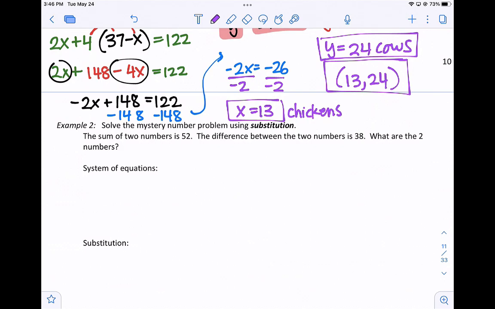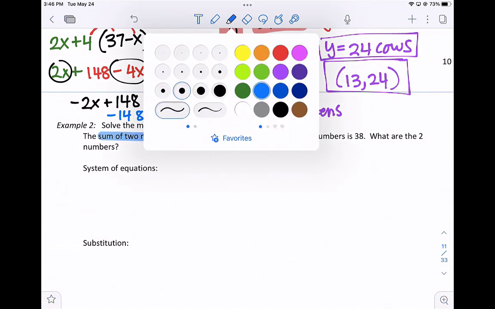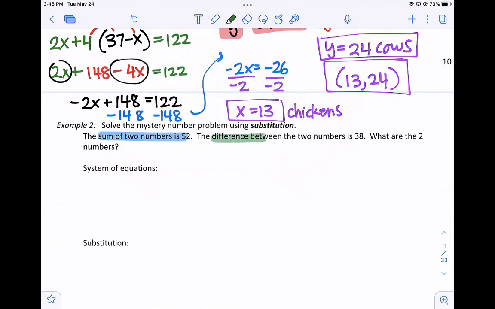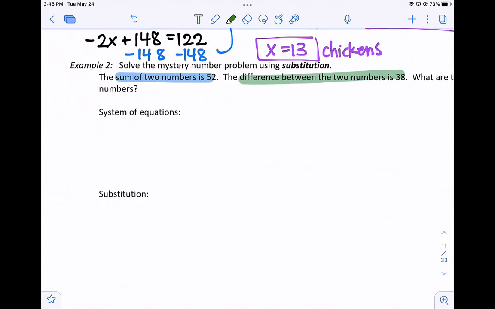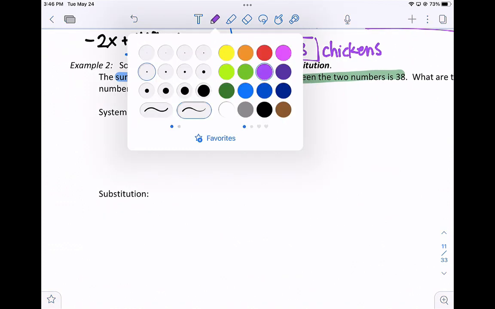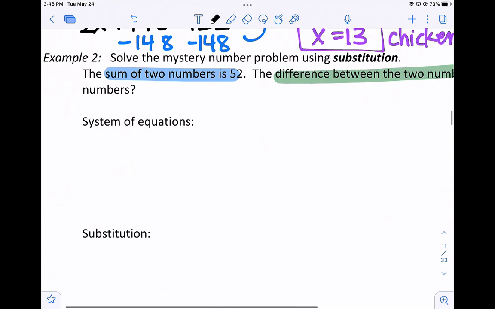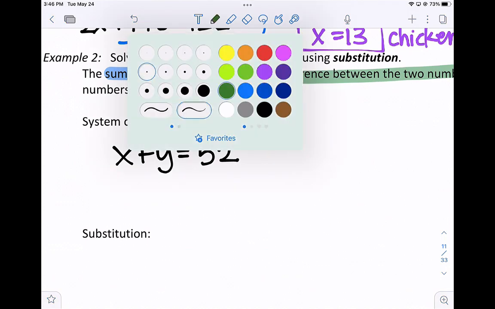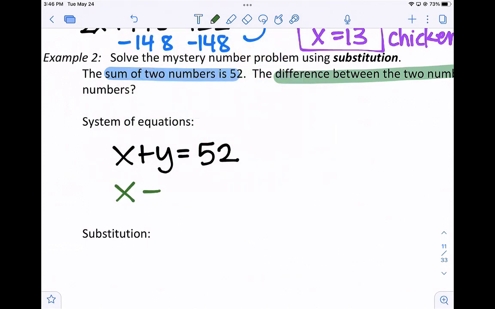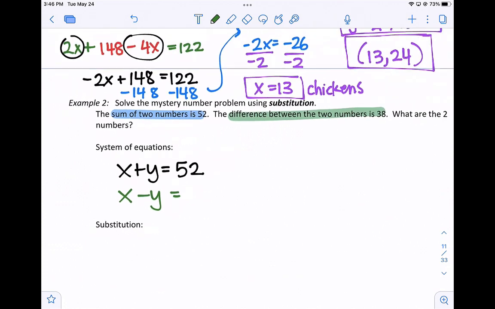The sum of two numbers is 52. The difference between the numbers is 38. What are the two numbers? So I'm just going to pick the two numbers to be x and y. You can choose any two variables. x plus y. And if the sum is 52, we'll write 52. The difference, so if we subtract them, x minus y equals 38.